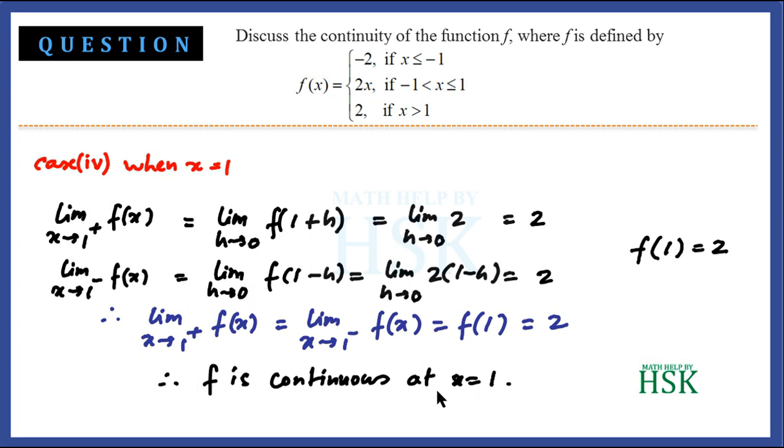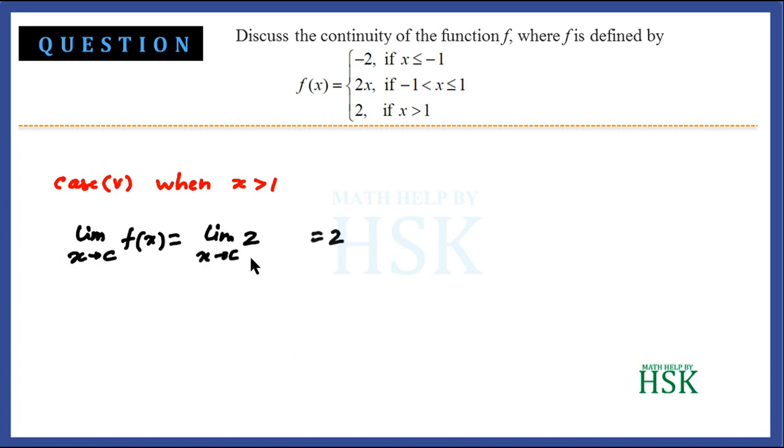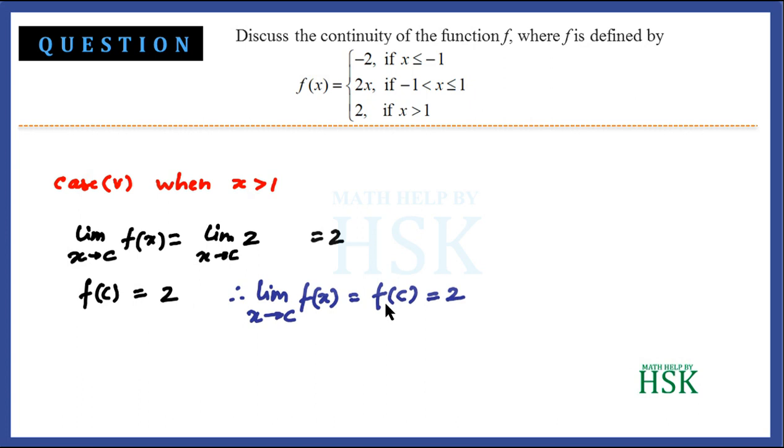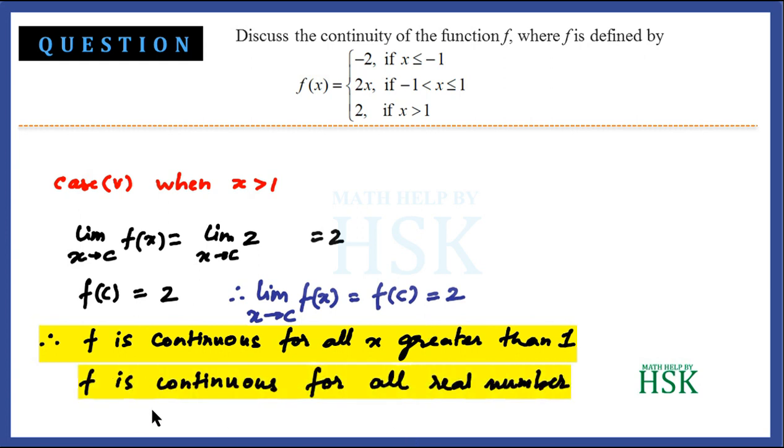So f is continuous at x is equal to 1. Now case 5, when x is greater than 1, it is very simple. Limit of x tends to c for f(x), where c lies in this interval, would be equal to limit of x tends to c of 2, or simply 2, because for any value of x greater than 1, f(x) is equal to 2, and f(c) is equal to 2 again. Therefore limit of x tends to c for f(x) is equal to f(c) is equal to 2. So f is continuous for all x greater than 1. Okay, so f is continuous for all real numbers, which is the required answer.